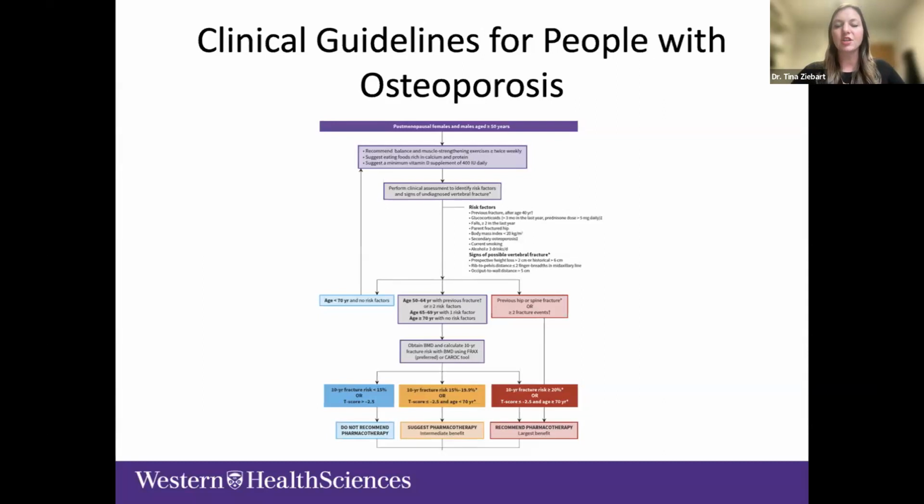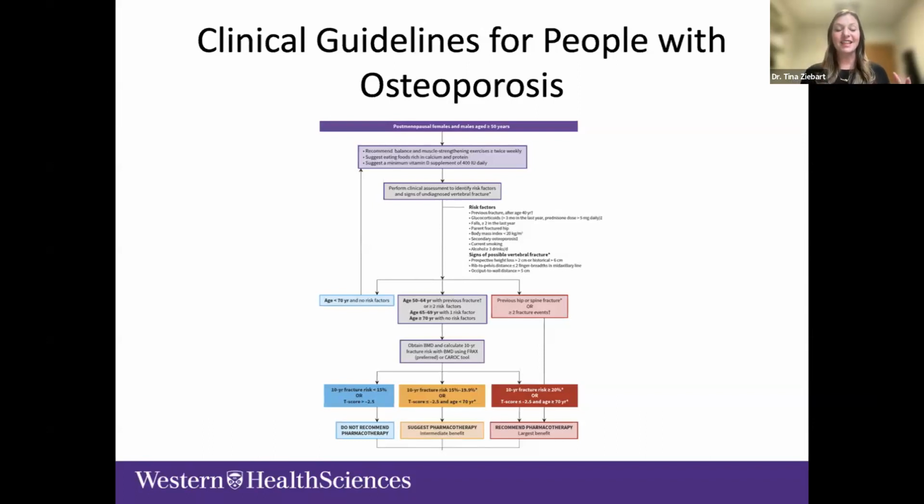They actually suggest for every single person, postmenopausal females and males, which I think is really nice that they emphasize the males in this, over the age of 50, everybody should be doing a balance and muscle strengthening exercise program at least twice a week, as well as being encouraged to eat foods rich in calcium and protein, and making sure that they're getting sufficient vitamin D, likely needed through supplementation, since we live in Canada and it's pretty gloomy here for many months of the year.